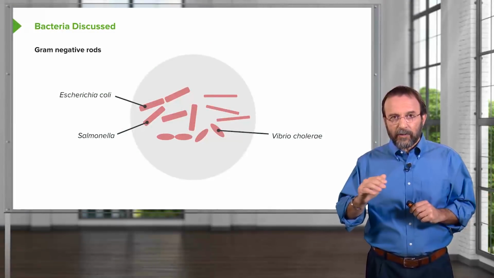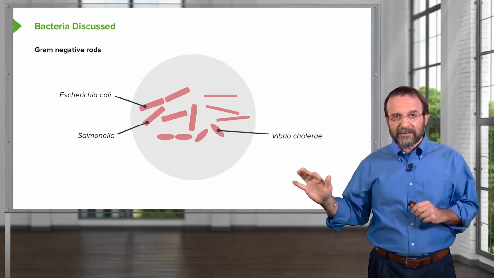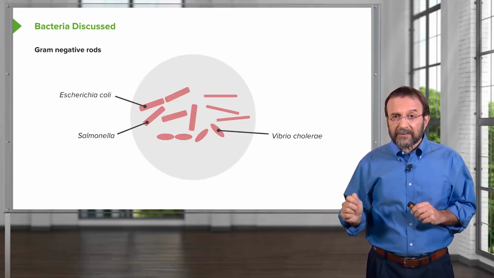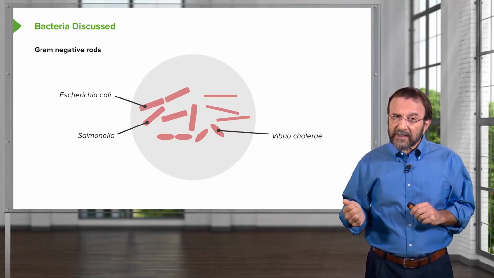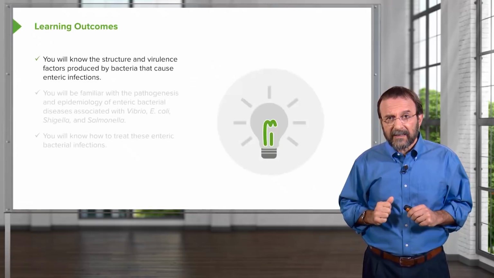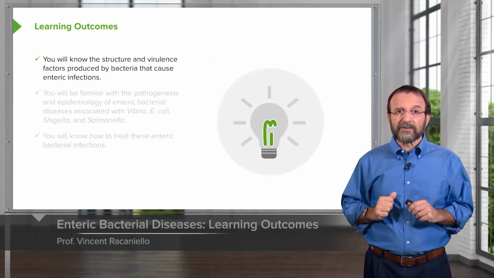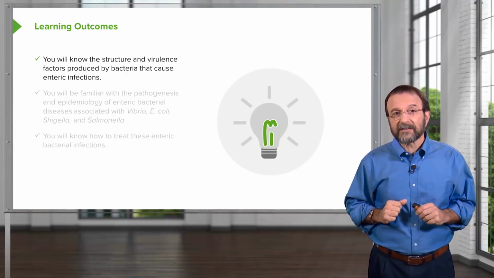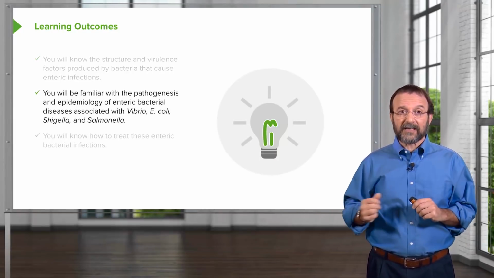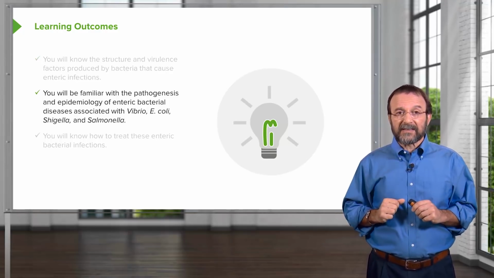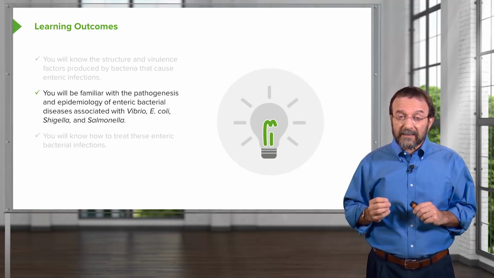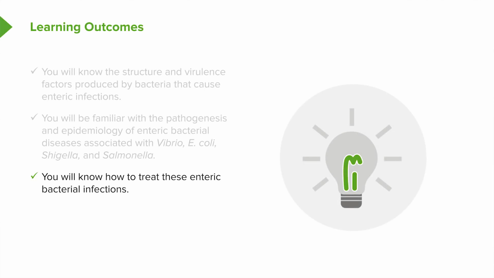Again, we have looked at gram-negative rods in this lecture in terms of their effect on the enteric tract. We've looked at Vibrio cholerae, we've looked at Escherichia coli strains, and Salmonella. And I hope after you've listened to this lecture, you know the structure and virulence factors produced by bacteria that cause enteric infections. You should be familiar with the pathogenesis and epidemiology of enteric bacterial diseases associated with Vibrio, E. coli, Shigella, and Salmonella. And you should know how to treat these enteric bacterial infections.